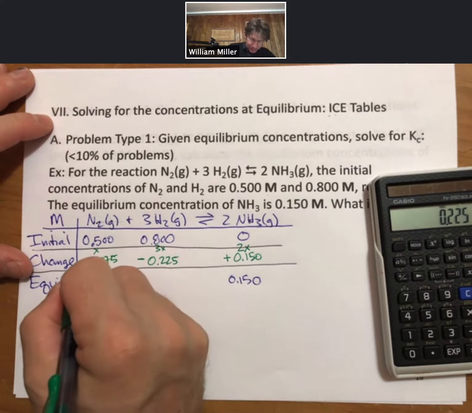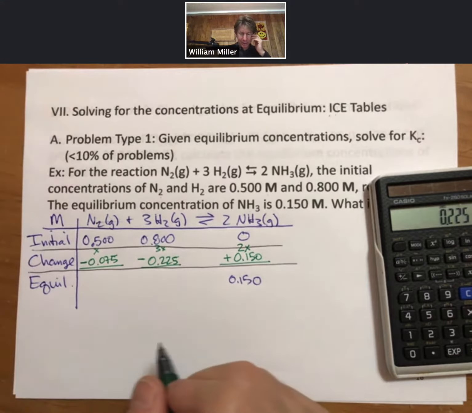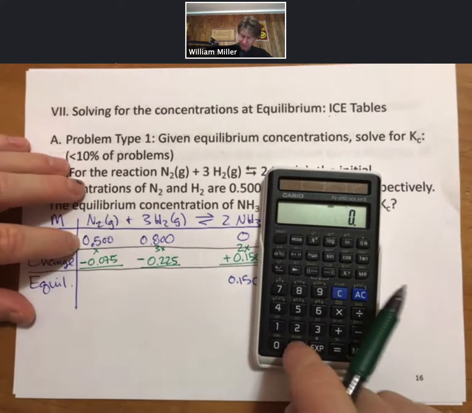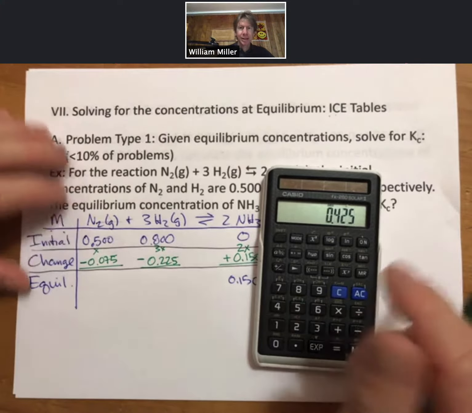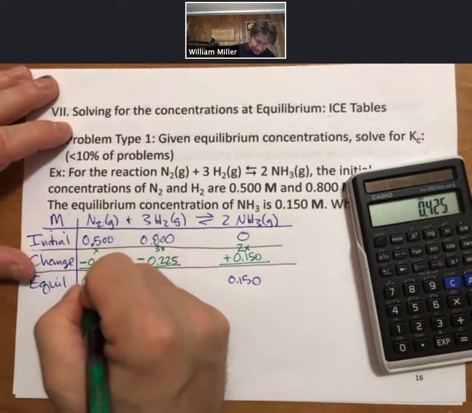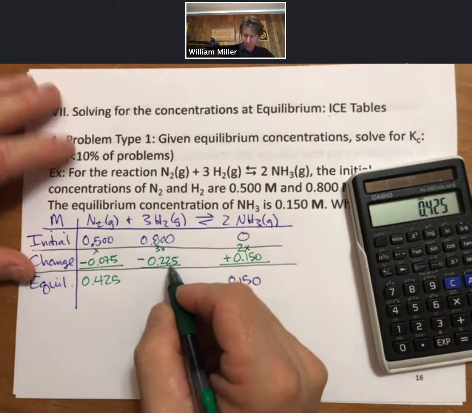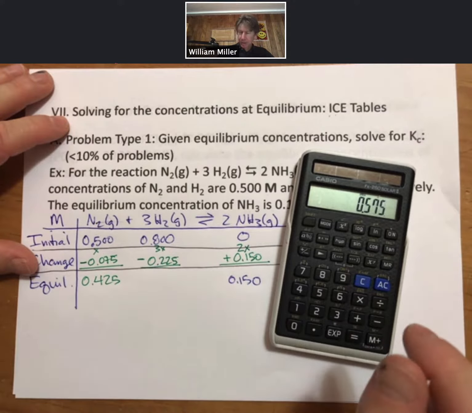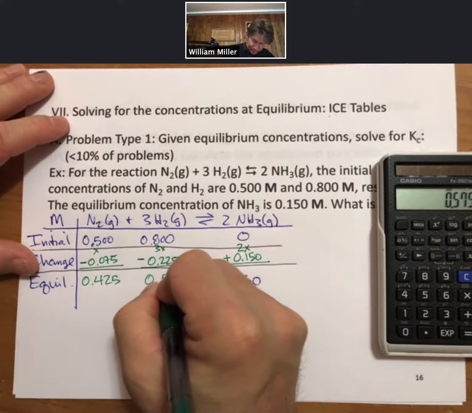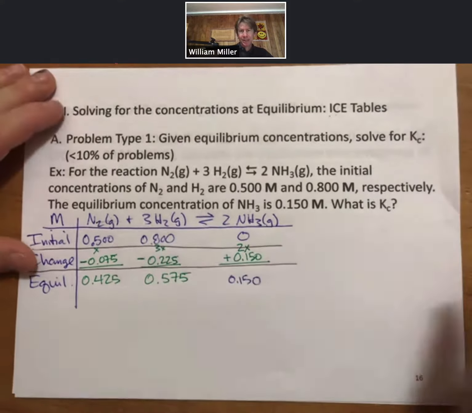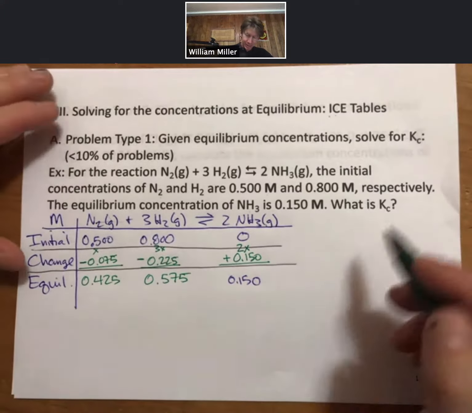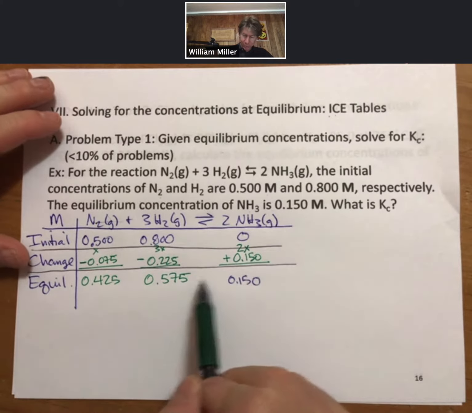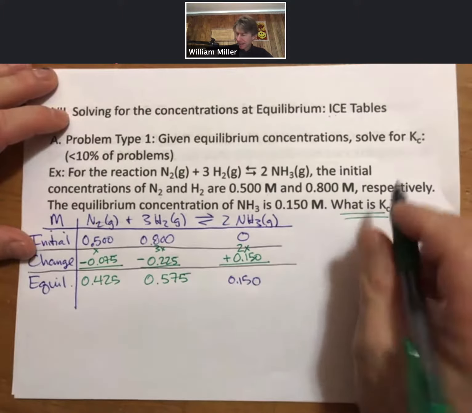Now, if there wasn't a line here, even though there is, this is just straight subtraction. 0.5 minus 0.075 is 0.425. Here, 0.8 minus 0.225 is 0.575. And what makes this problem different than the next one that we're going to do is that we now have all of these numbers, and we can now plug in and determine Kc.